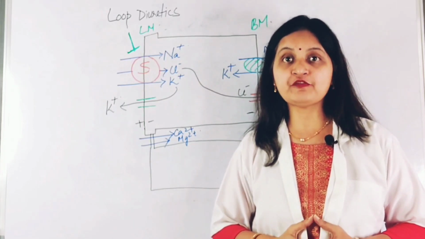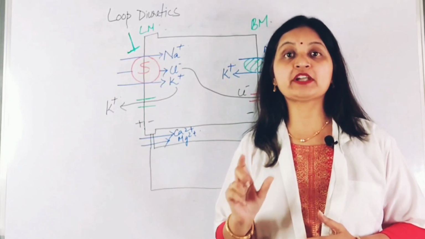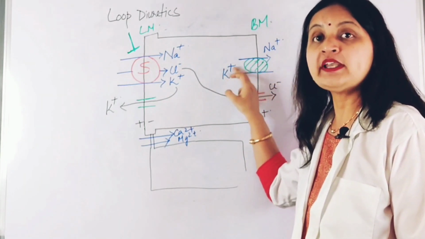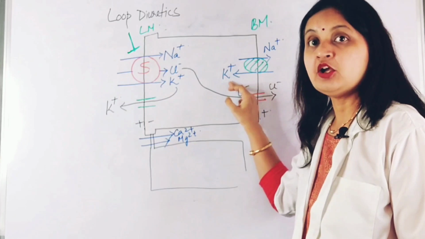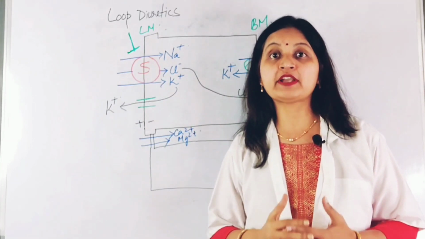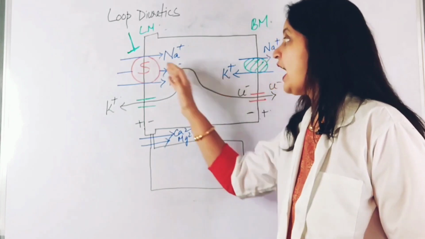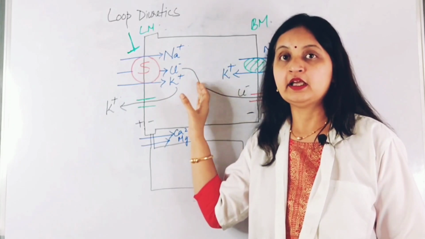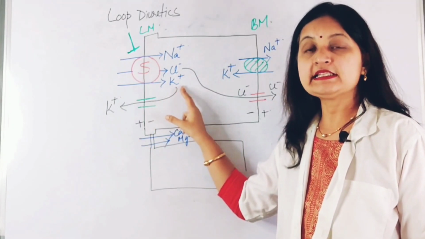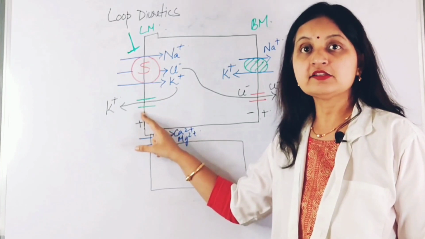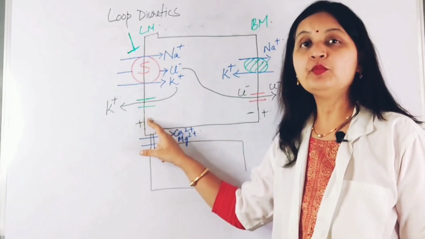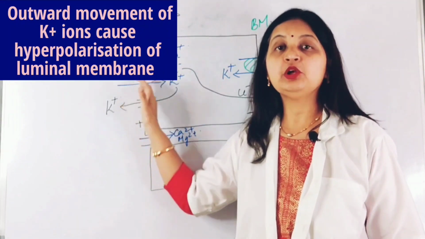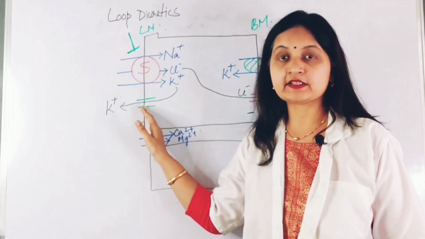So where does it get energy from? It derives energy from the sodium-potassium ATPase pump which functions at the basolateral membrane, pumping sodium out and potassium inside. This creates an electrochemical potential gradient which drives the ions, that is sodium, potassium, chloride, into the epithelial cell from the lumen. The potassium that enters the epithelial cell moves out through large conductance channels which function in the luminal membrane. Since positive charges are moving out into the lumen, the luminal membrane gets hyperpolarized.